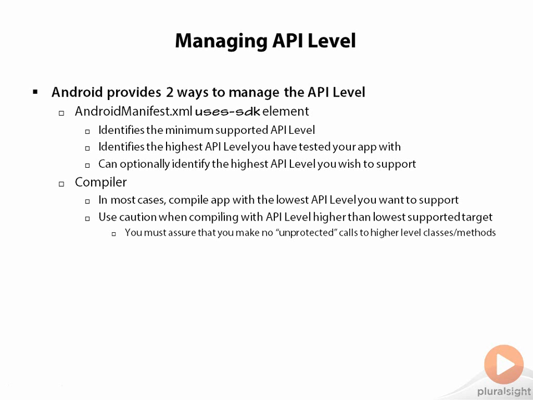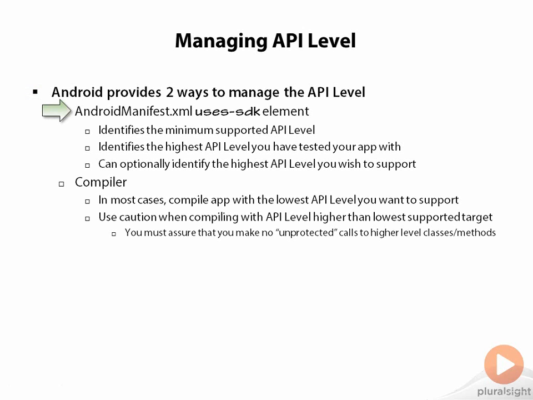We have all these API levels to work with. So once we decide which API levels we're going to target, how do we manage all that? Basically, Android provides two ways for us to manage the API levels inside of our applications. And when I say two ways, I don't necessarily mean there's a choice, but there's two things we do to actually manage that selection. One thing we do is work with the manifest, right?